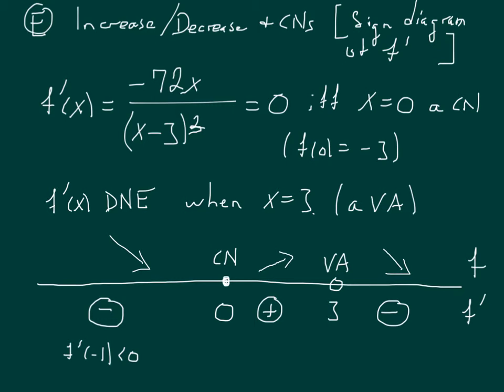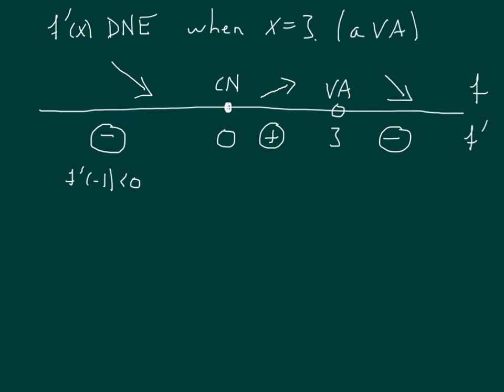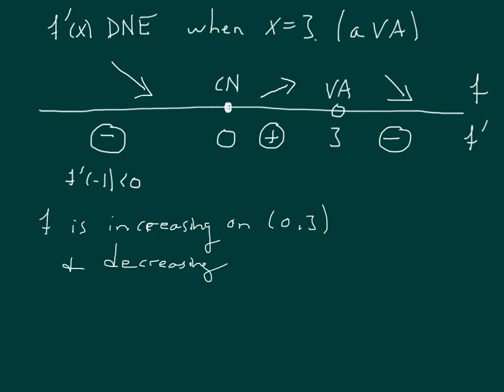Now, let's continue on, and we're interested in knowing where f has a local max and a local min. I guess we should probably write in words. This is a good idea. F is actually increasing on the interval 0, 3, and it's decreasing on the interval minus infinity to 0, union with 3 to infinity.